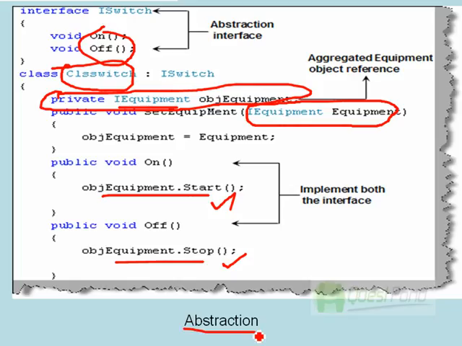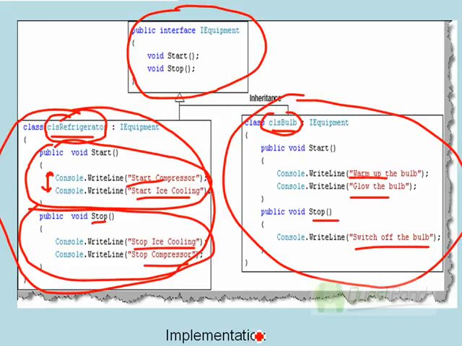If you look, in a very granular way, we were able to separate the abstraction because of this interface IEquipment. So your abstraction is always pointing toward this equipment.